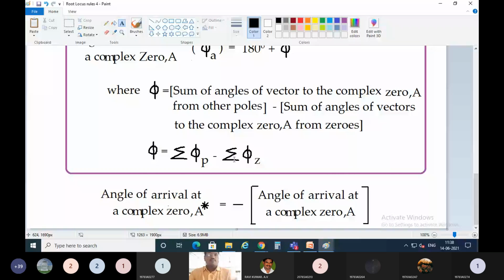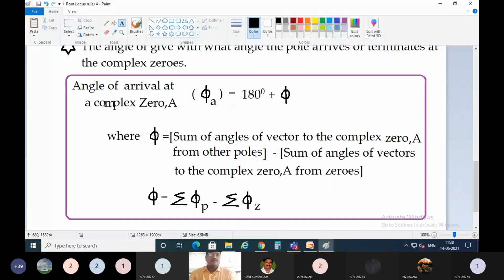For departure it is 180 degrees minus phi, and here for arrival it is 180 degrees plus phi. Don't get confused. Some textbooks may present this formula in a different way, so don't get confused, just follow this one. Departure is 180 degrees minus phi. Arrival is 180 degrees plus phi. Phi is the same in both.